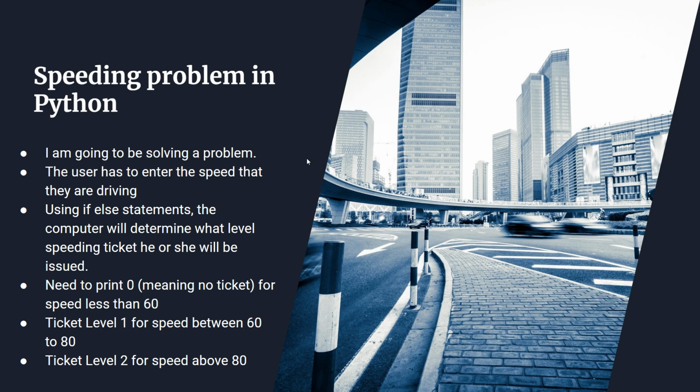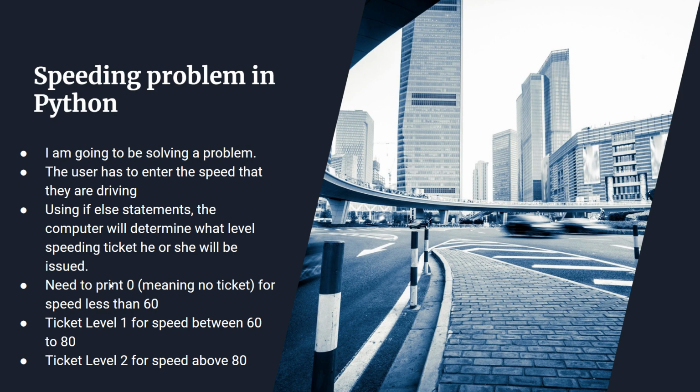In today's video, I'm going to be teaching everybody how to solve this problem. It's a speeding problem in Python. I didn't really give it a name, so I'm going to be solving a problem in which the user has to enter the speed that they're driving. So you're driving a car. What's the speed you were driving? Using if-else statements, the computer will determine what level the speeding ticket he or she will be issued if they are speeding.